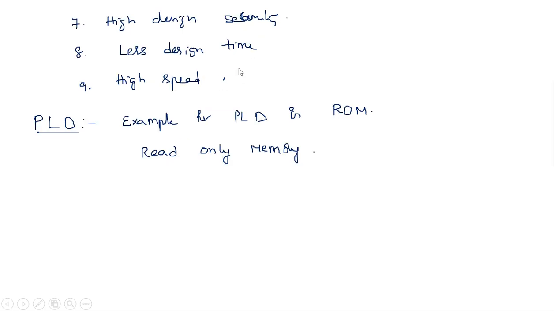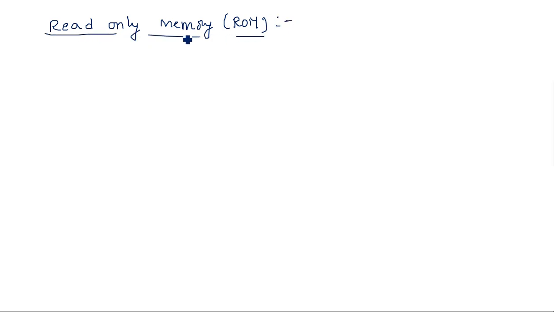Now coming to the ROM. The definition of ROM is read-only memory. Now let us look into the ROM in detail. By seeing the name, we can say that it's just a memory which is used to store data. Whatever data the memory has, we can read it, but again and again we cannot store. That is the main problem of this ROM.